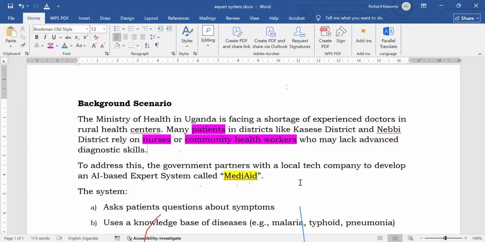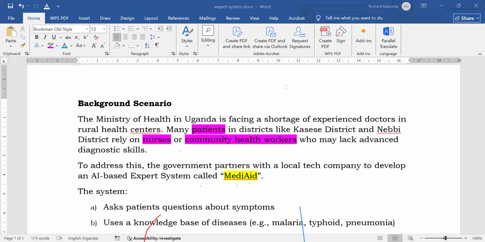Because the doctors are not there, and that is what we are looking to replace. Because the nurses and the community health workers are treating patients, but these ones are lacking advanced diagnostic skills. So here, when we talk of the people who are going to interact with the system, the users are the nurses, community health workers, and the patients. Can a nurse who is not a doctor feed in the symptoms of a patient and then it tells this is the problem?